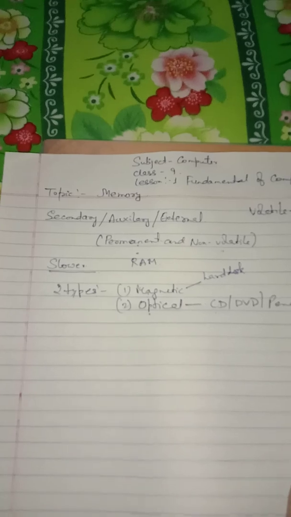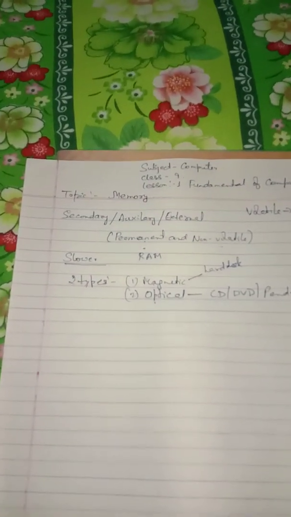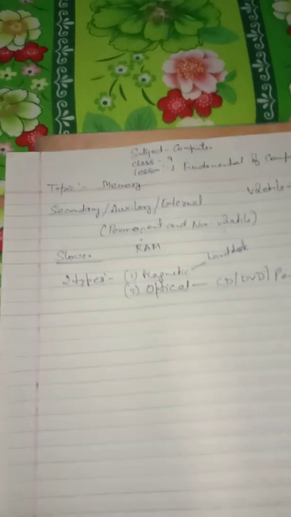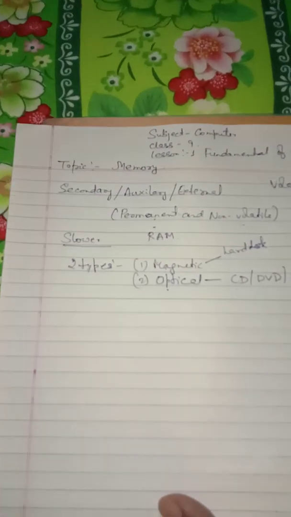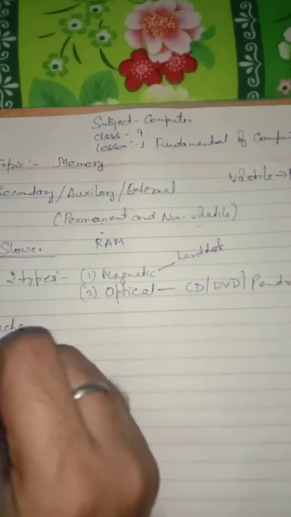We will be discussing the secondary storage devices in the later chapters. So this was a short description about the secondary memory. The next memory is cache memory.